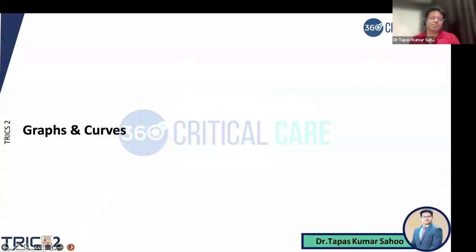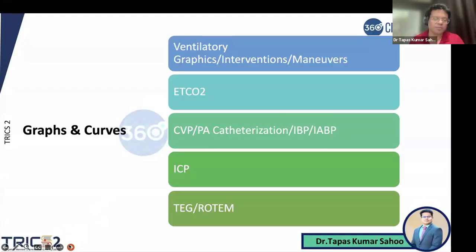Going through the graphs and curves, which is again one of the most important domains in any exam, and that also applies to the addictive exam. Now, what are the normal graphs and curves that we are expecting in any critical care exit exam?